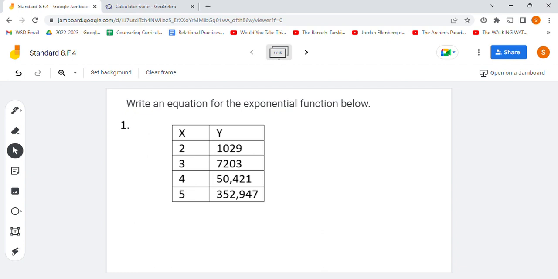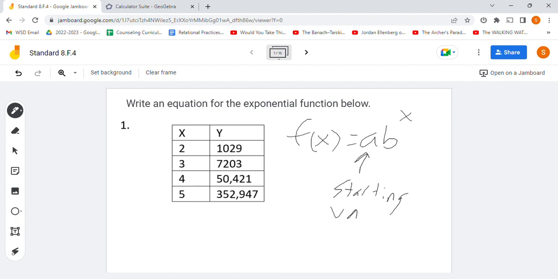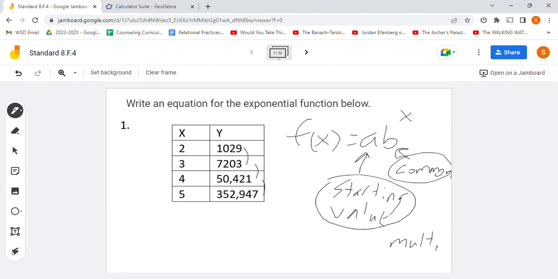For this quiz, we memorized the exponential function, which is f of x equals a times b to the x. And if we remember what each of these stand for, it's going to be very useful over the course of this quiz. So a is our starting value, and b is the common multiple. If we find the pattern between each of these, then we can find our common multiple, and our starting value will also be given by the y-intercept.